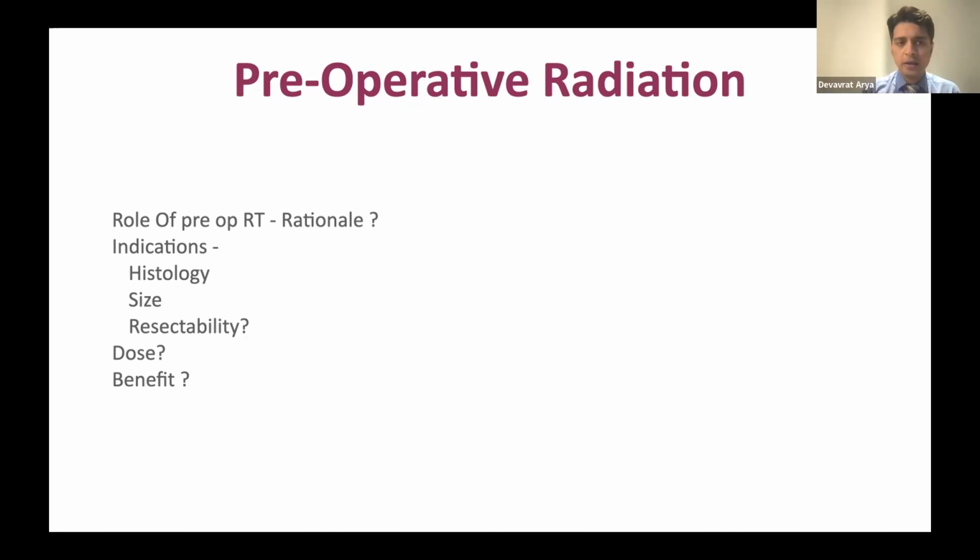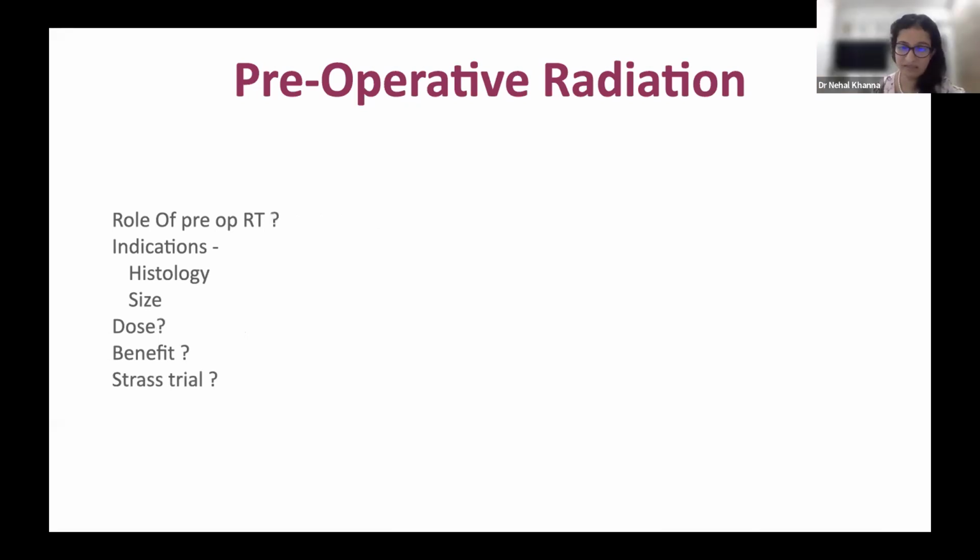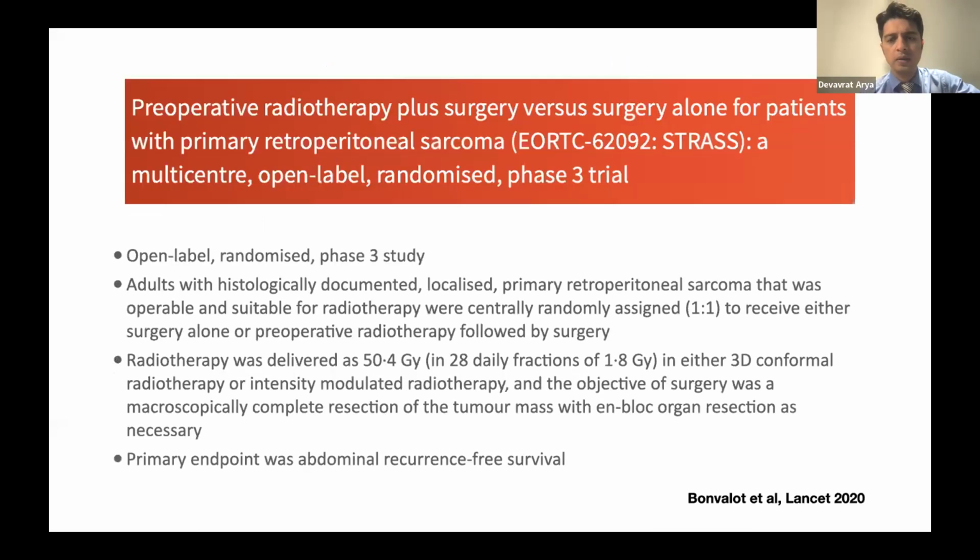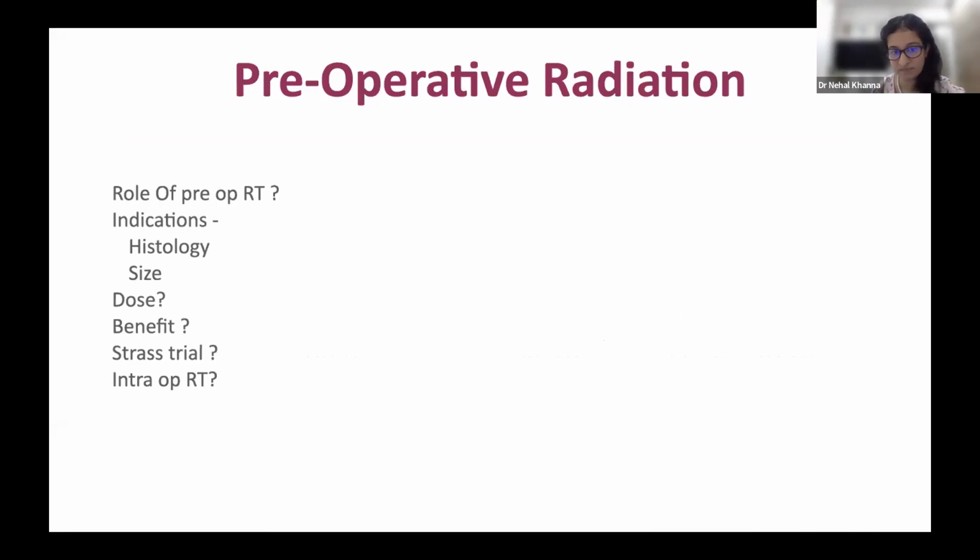Okay, and what about dose? Are you happy with the dose that was offered in the STRASS trial? Do you use different doses? No, we don't use different doses. So our aim, we give 50 gray neoadjuvant dose, with conventional fractionation. There are certain studies going on which are evaluating hypofractionation and early surgeries, but the data is very premature. I would not comment on that.